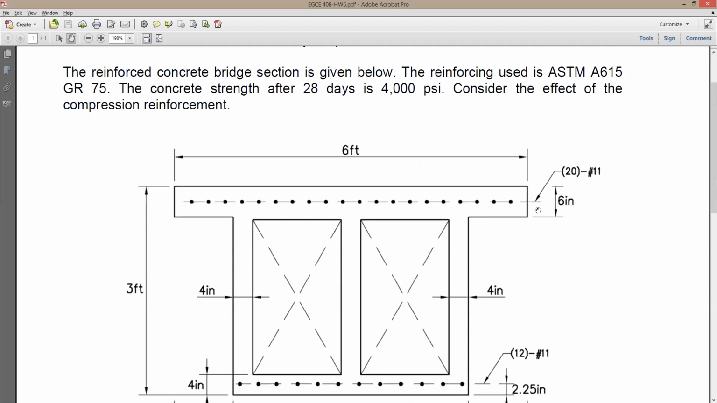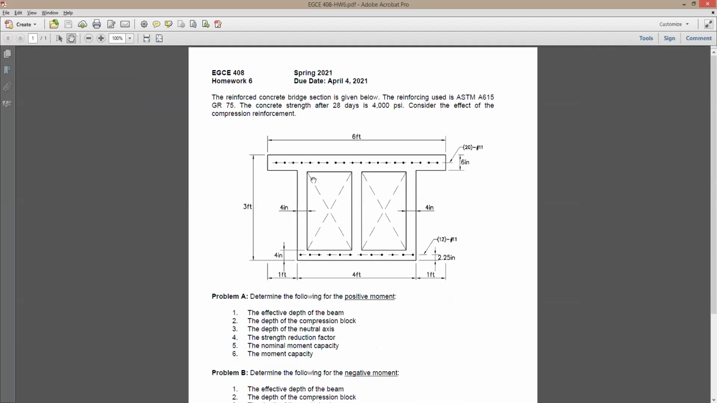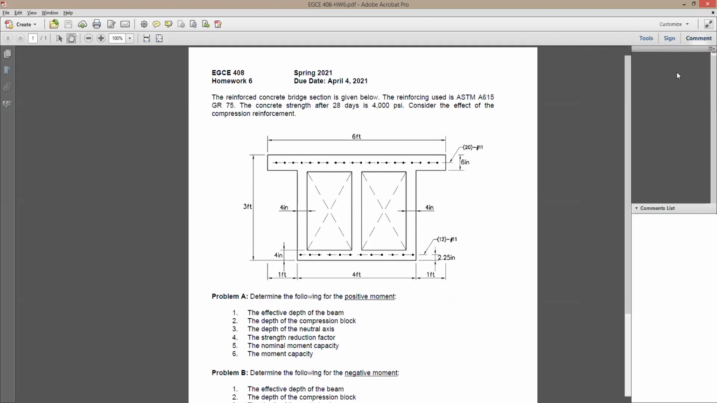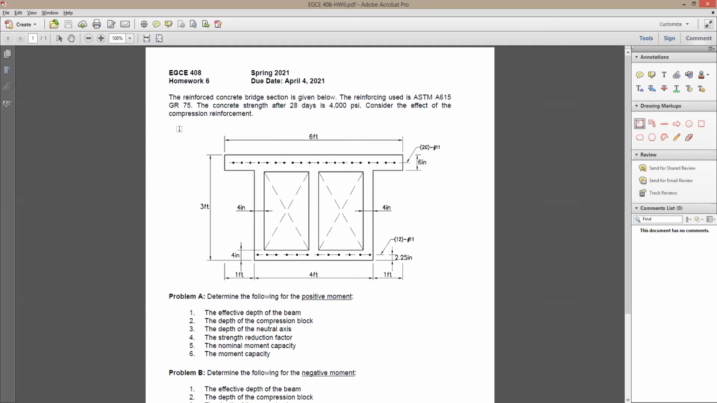This here is a reinforced concrete section of a bridge. You have bottom rebars, and then you have also top rebars, right? Concrete strength, it says 4,000. ASTM is grade 75, which means F sub y is how much? 75 ksi. Good. And beta 1? 0.85, just in case you forget.